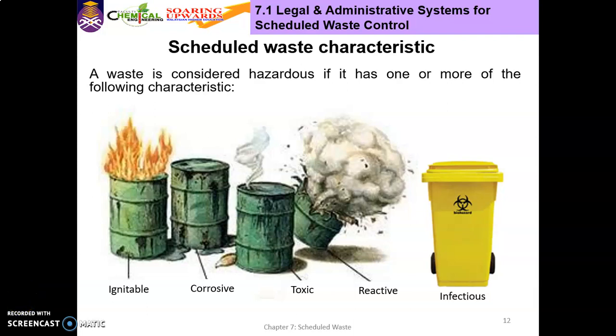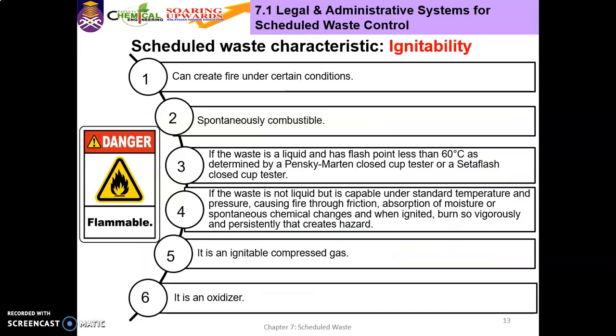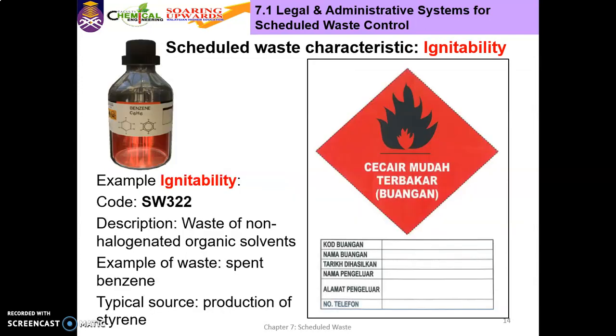A waste is considered hazardous if it has one or more of the following characteristics: ignitability, corrosivity, toxicity, reactivity, and infectious. Those are the characteristics of scheduled waste. The first one is ignitability. This is the sign. It can easily create fire under certain conditions, and is also spontaneously combustible. The code is SW322.